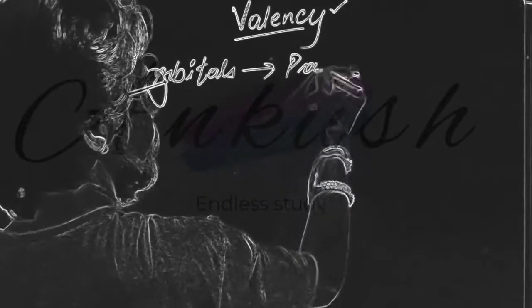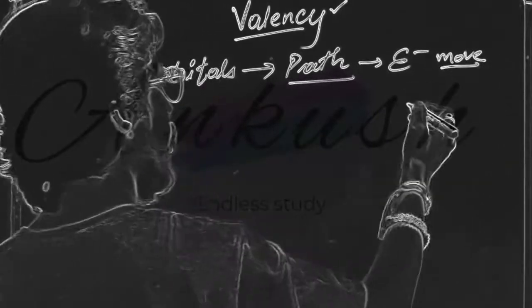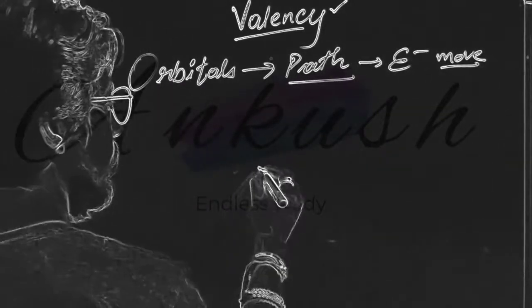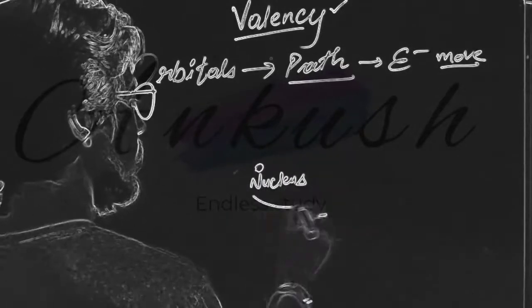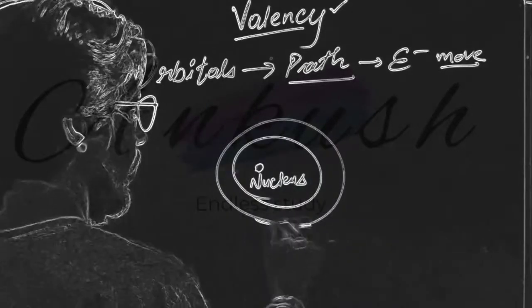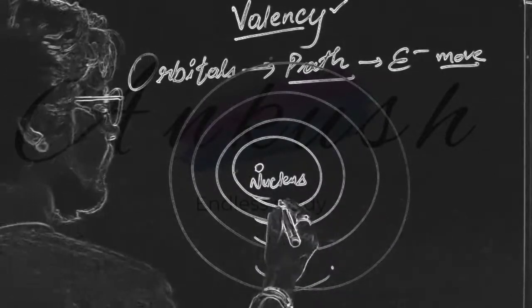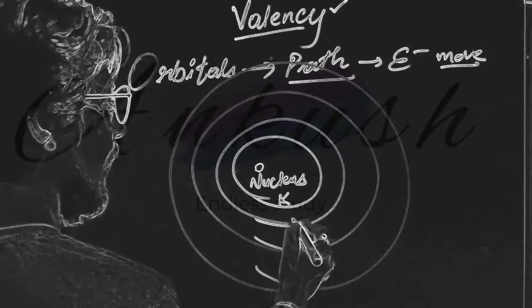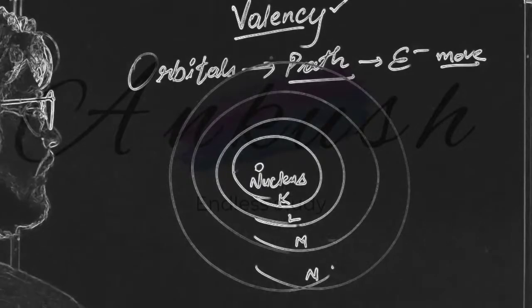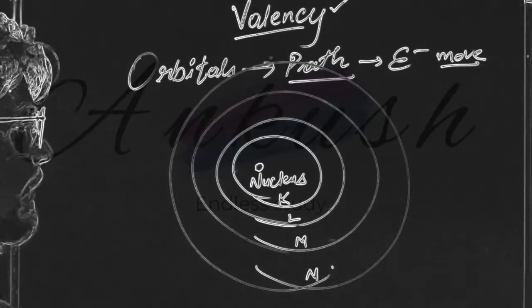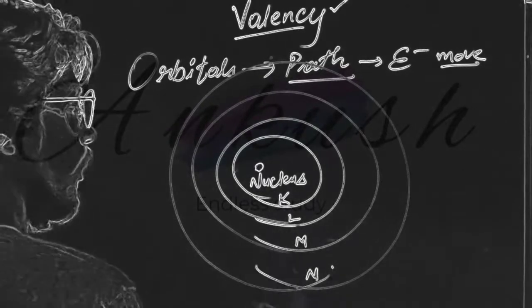Orbitals are the path on which electrons move or revolve around the nucleus. At the center there is the nucleus. These are the orbitals. These are given alphabetical names K, L, M and N. These orbitals all have different electron holding capacity. There is a formula to find out how many electrons will be held in each orbital.